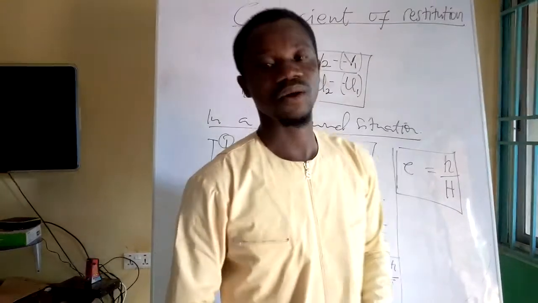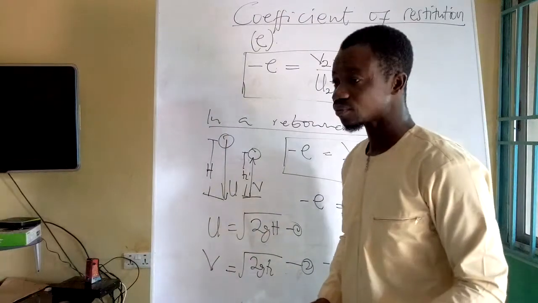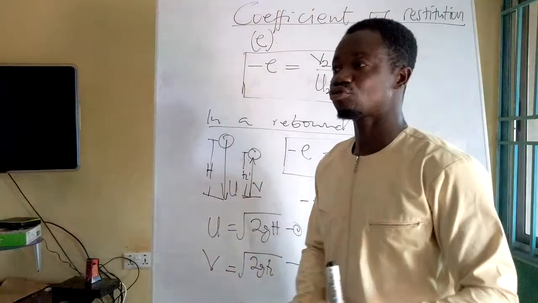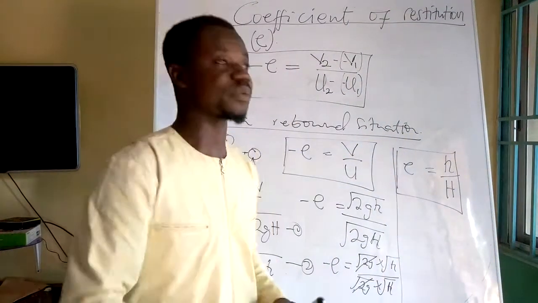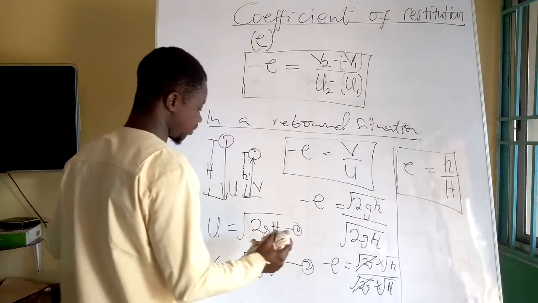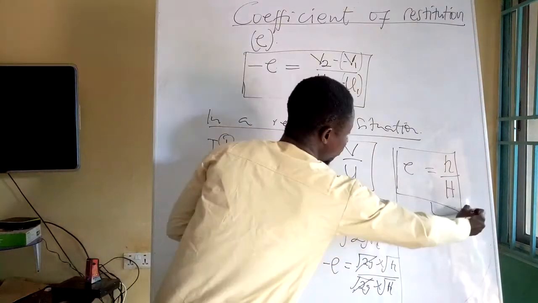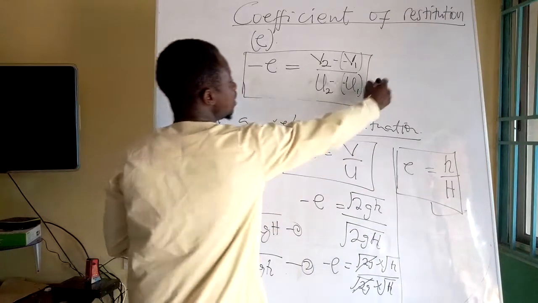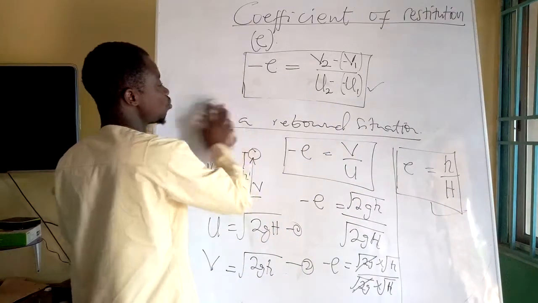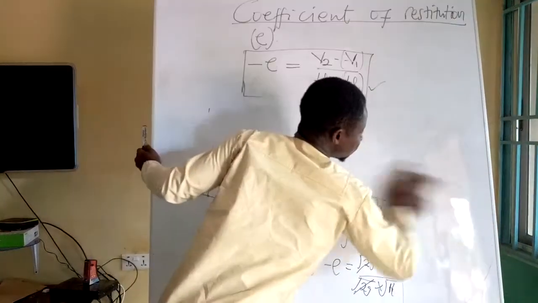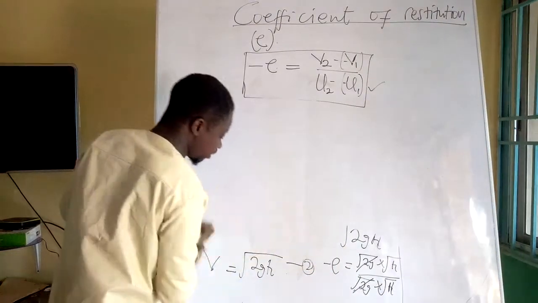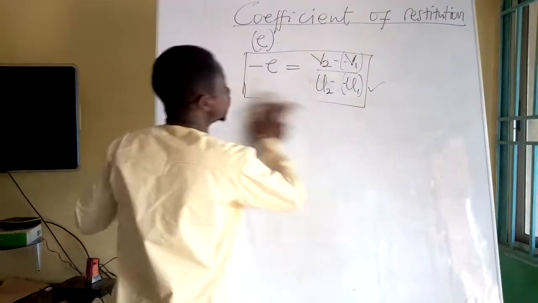Good. Now, coefficient of restitution has three interpretations. So take note of this formula very well. For a rebound situation, you see the heights, and then for two bodies that collide with each other. Let's look at the various interpretations of coefficient of restitution.